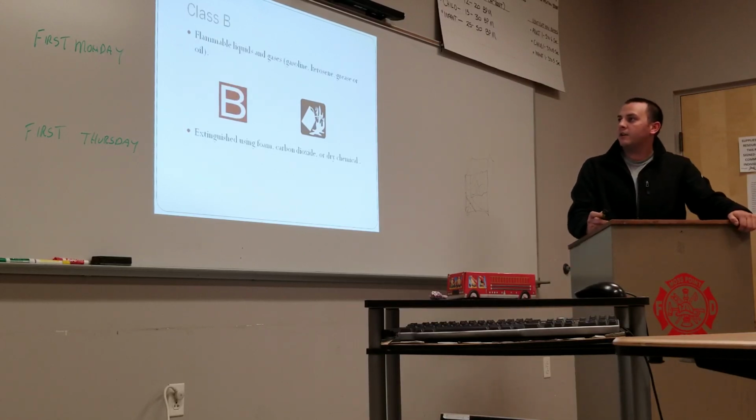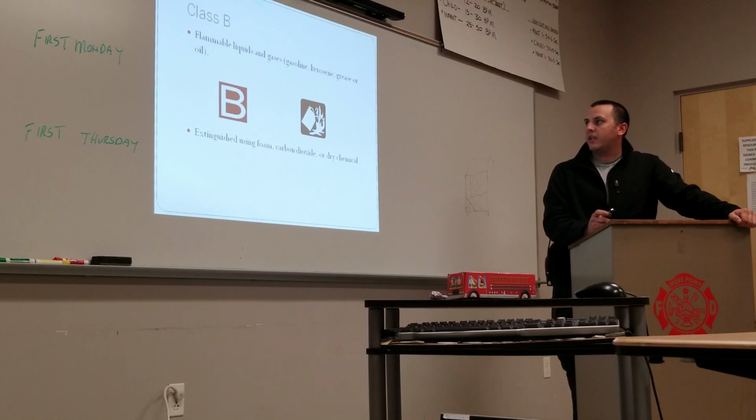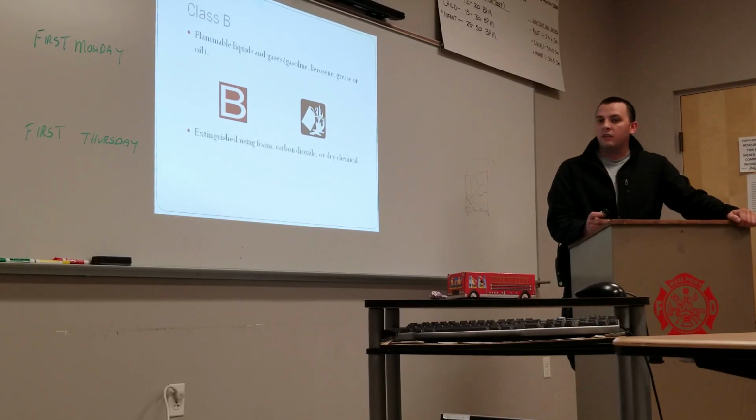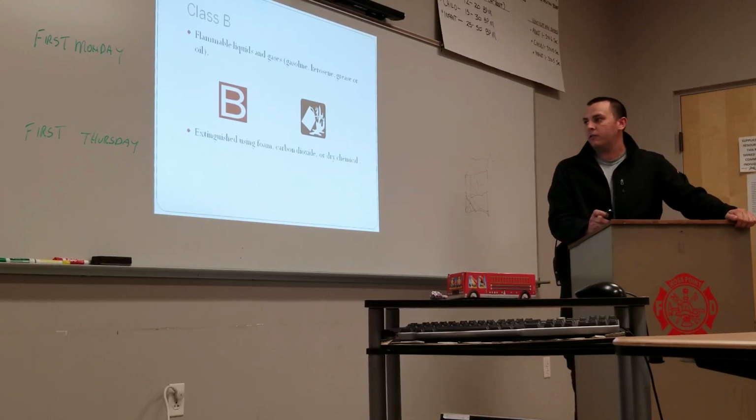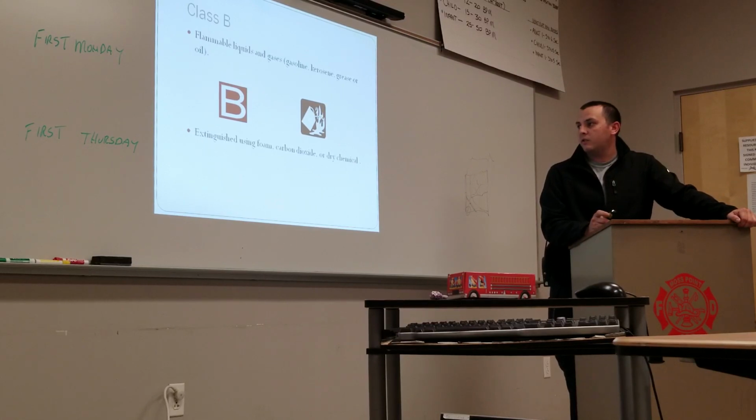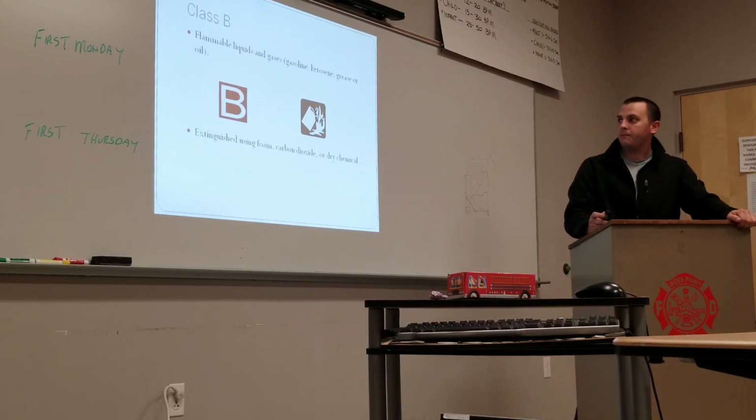Our Class B fires are flammable liquids and gases such as gasoline, oils, grease. The symbol for a Class B fire is a red square with a B inside it, or a gas can that is on fire is the pictograph. And they can be extinguished using foam, carbon dioxide, or a dry chemical extinguisher.